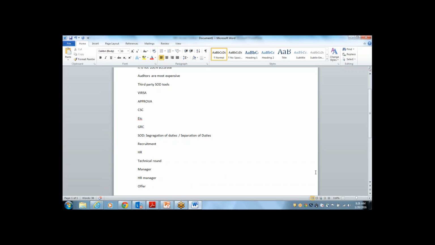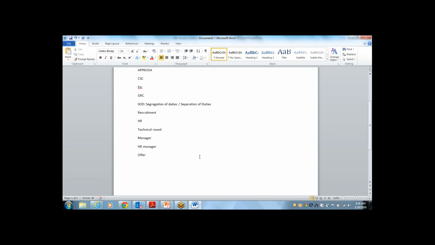If you see this simple recruitment process, why are so many people getting involved? Very simple. If you give complete access to the same person, there will be a lot of misutilization. For example, if I had this control, I would call my friends who know me very well, take the technical round and give good feedback, take the manager round and give very good feedback, and offer however they want, and then the offer will be released. So this is called segregation of duties.